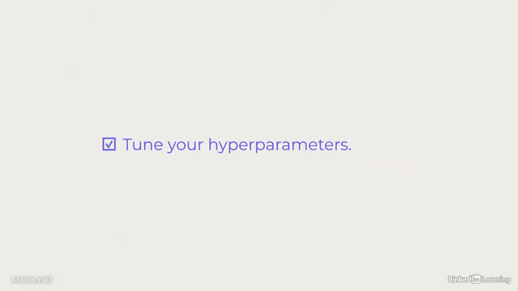Then tune your hyperparameters. Hyperparameters are the values that govern the training process itself, the decisions you made about the models before you started. How many attributes or features do you want the machine to consider? How many layers in your neural network do you want to put in? How many nodes in each layer?